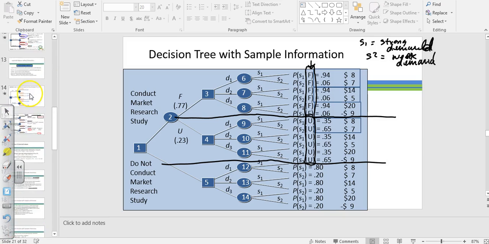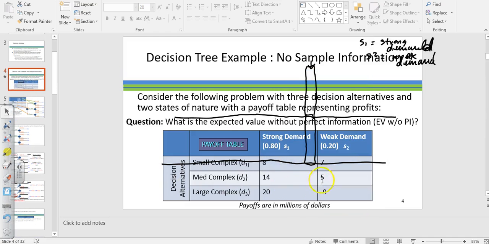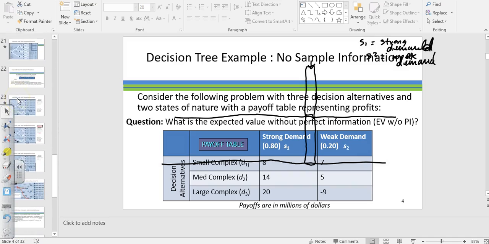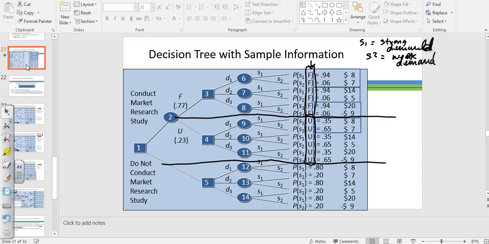Let's go up here and show you. At the very beginning when we started out, remember we had 8, 14, 20? Strong demand of 0.8, weak demand of 0.2. It's the same thing. Now it looks more like where it should be. So this is with no research study done. We're just using the old information, the information we had before. So 0.8, 0.2, 0.8, 0.2. I think that's pretty straightforward, right?